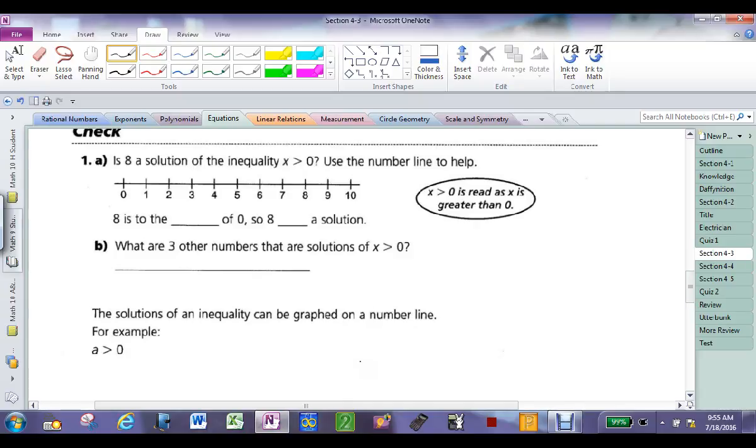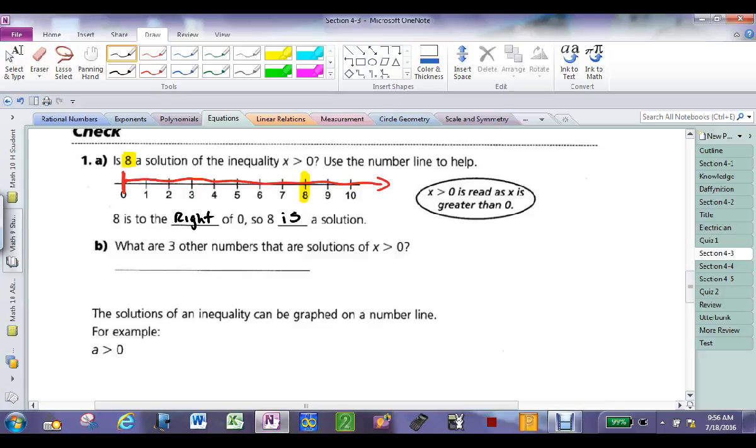Do the next one. Is 8 a solution to that inequality? So the first thing I have to do is go to 0, because that's where I start. Then I check on my number line. My number must be greater than 0. So where does that live on the number line, left or right? Right. So I am going this way, and the number I care about is 8. There is 8. Does the line go through? Yes. So since 8 is to the right of 0, 8 is a solution.